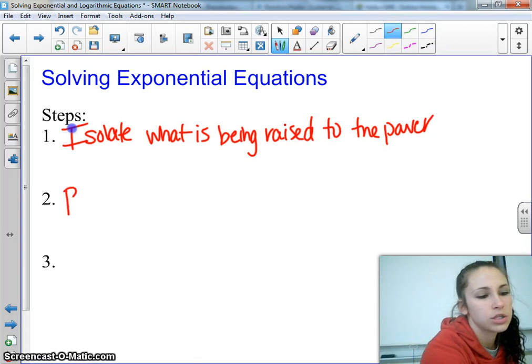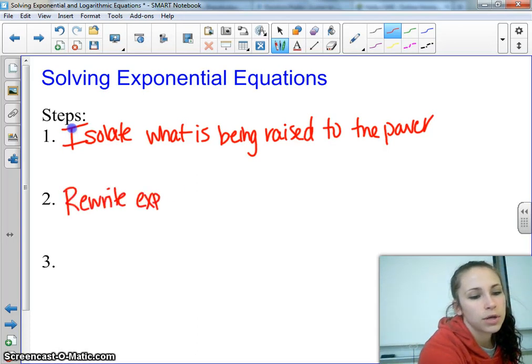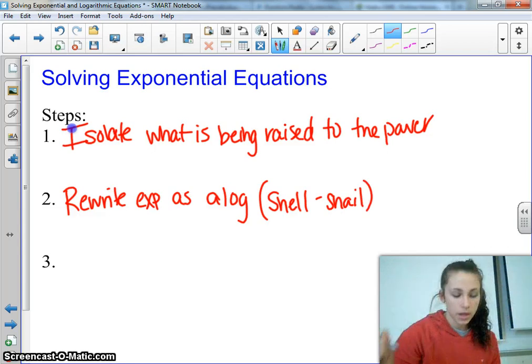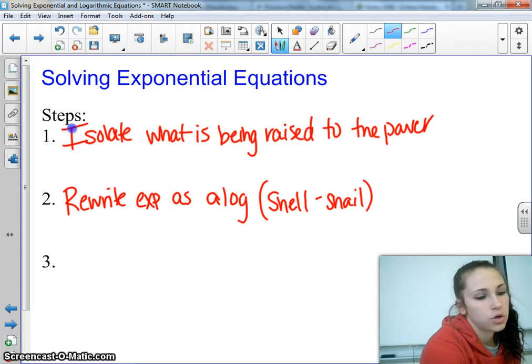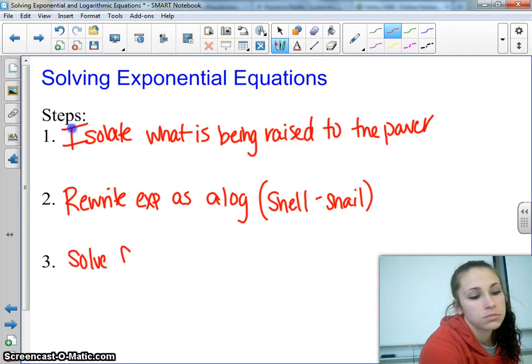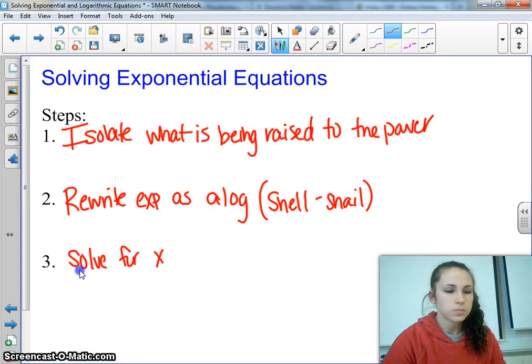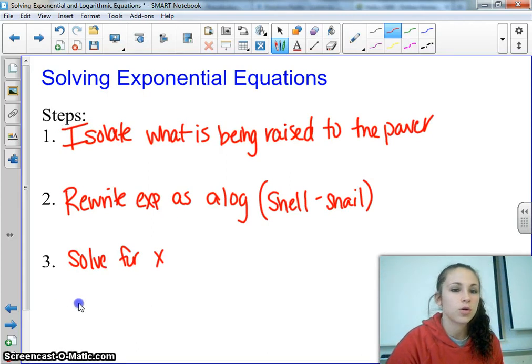The second thing you need to do is rewrite your exponent as a log. And so this is when we're going to do shell snail. Alright, and then the third thing you're going to need to do is to then just solve for x like you would normally do. And so the fourth step, you'll have a fourth step on logarithmic equations, and that's going to be to check your answers.